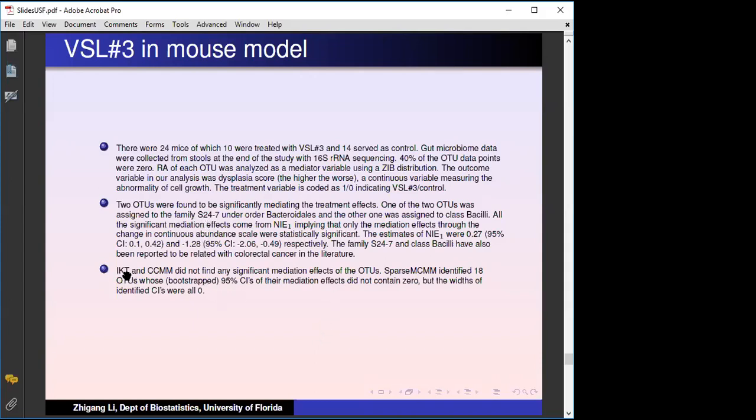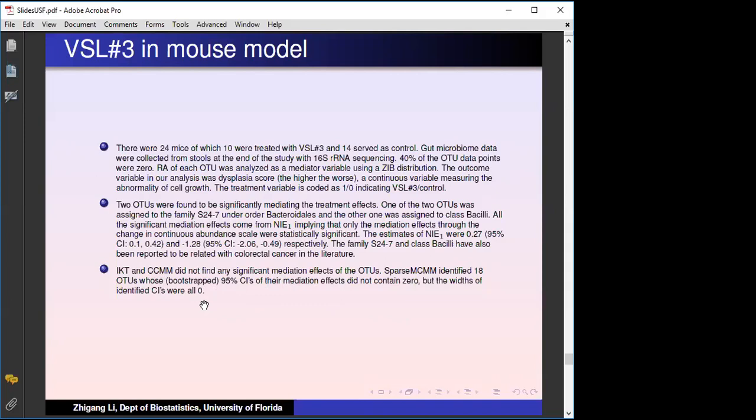Here we also applied other approaches, but we did not find anything with IKT and the CCMM. The sparse MCMM did find 18 OTUs, but the results were strange because they found those OTUs with the confidence interval not covering 0, but then the width of the confidence interval was 0. Basically, the confidence interval is just 1 point.